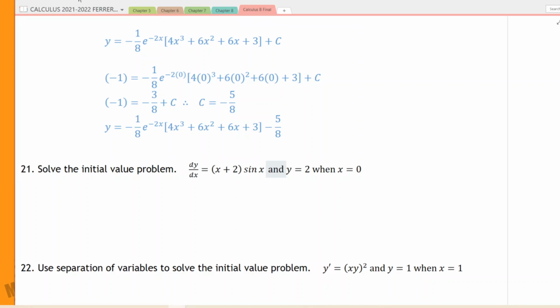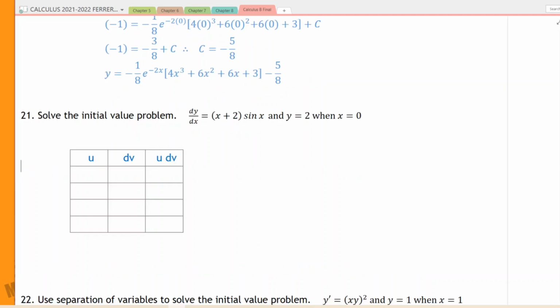I'm looking at the integrand, and I see an algebraic function and a trig function. When those multiply together, that sounds like I'm going to be using the integration by parts method, with my u being x plus 2 and my dv being sine x. So let's try to speed things along by using the tabular method.